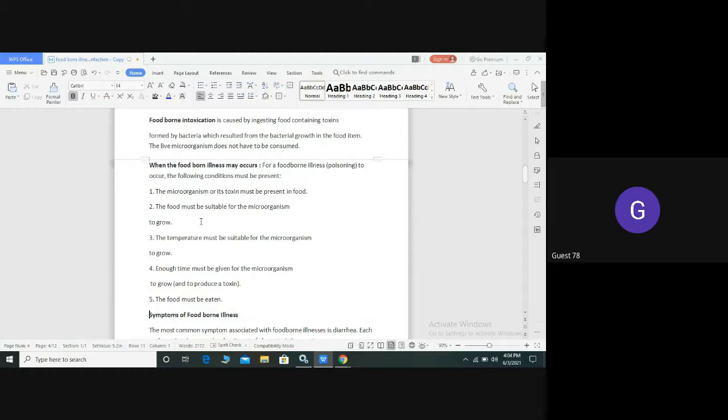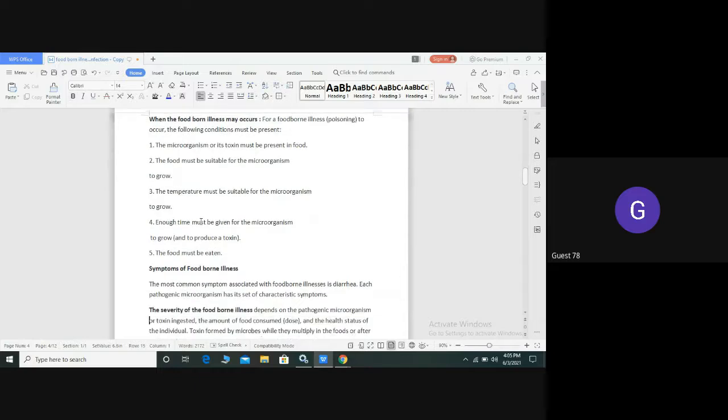Even a very small amount of toxin, below a 1 ml count, is able to produce intoxication in our body when ingested from contaminated food. So, when foodborne illness may occur, what kind of conditions are necessary for food intoxication to develop in our body? There are some conditions we will be discussing here.